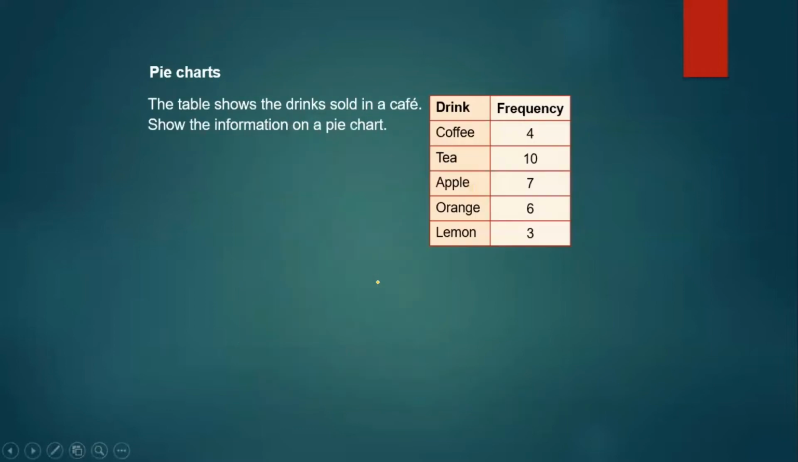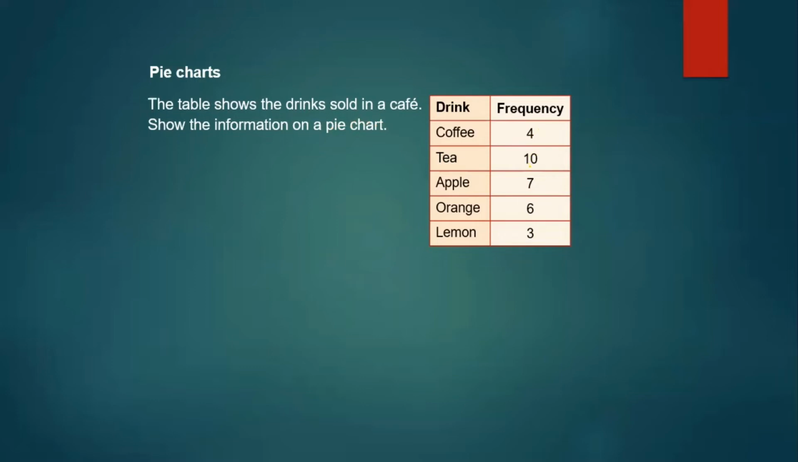So next type of graph that we are going to learn is pie chart. So pie, it is a sectors, a circular graph. So the table shows the drinks sold in a cafe. Show the information on a pie chart. So to draw the pie chart, what we do is first we need to calculate the sector angle, the central angle. For that, we find the total of this.